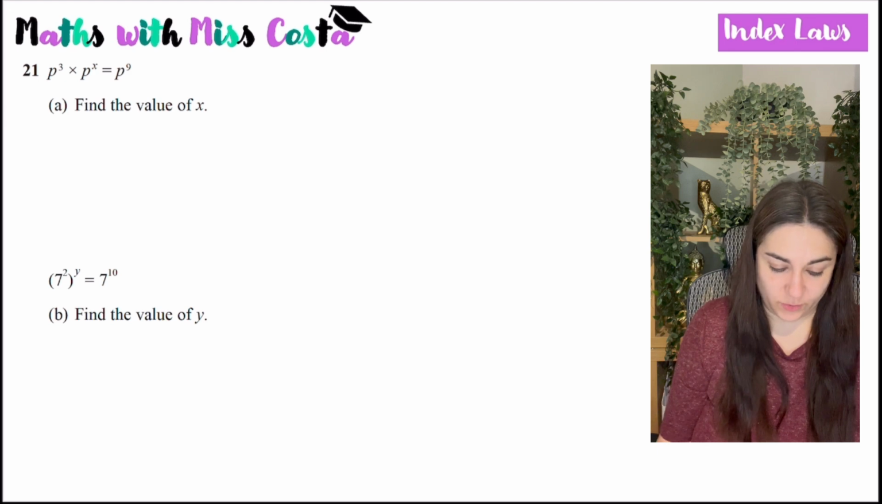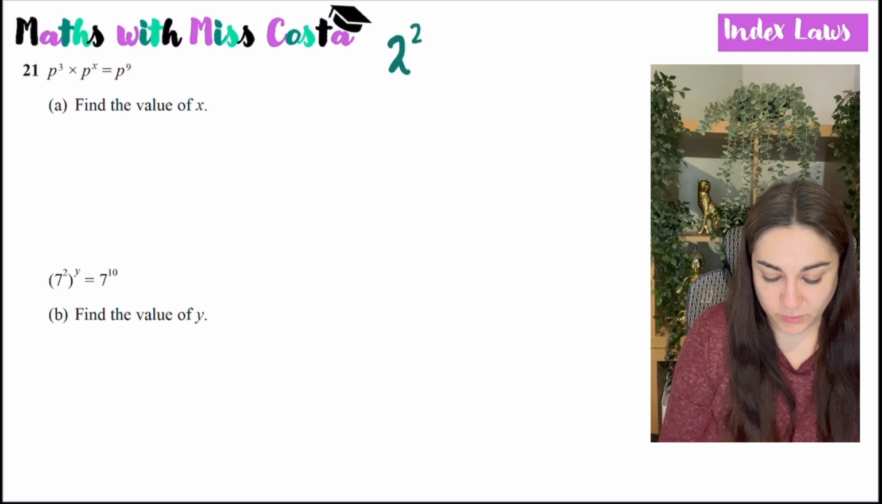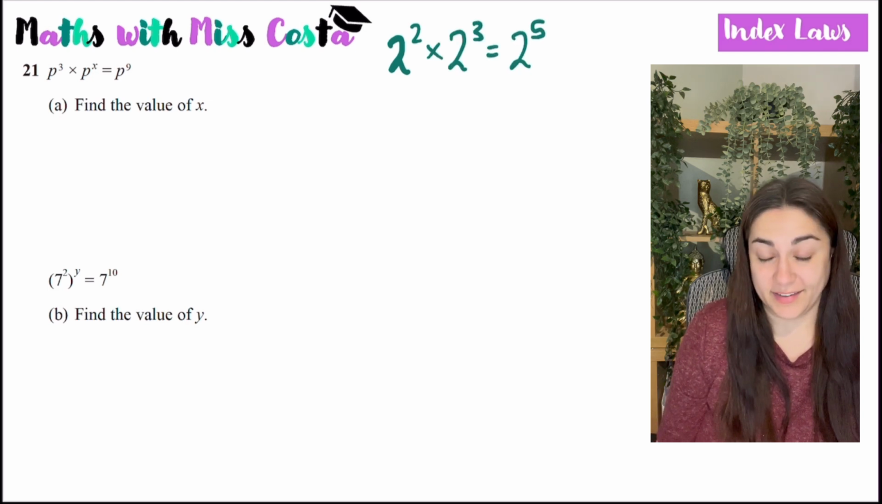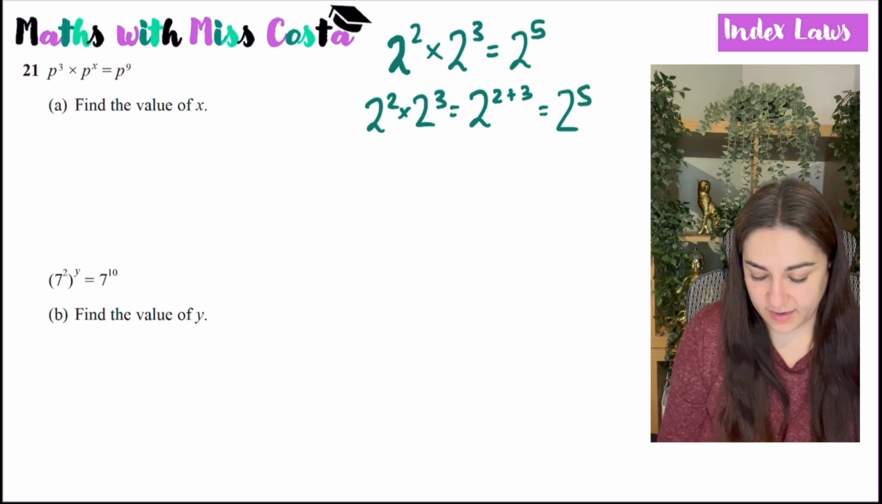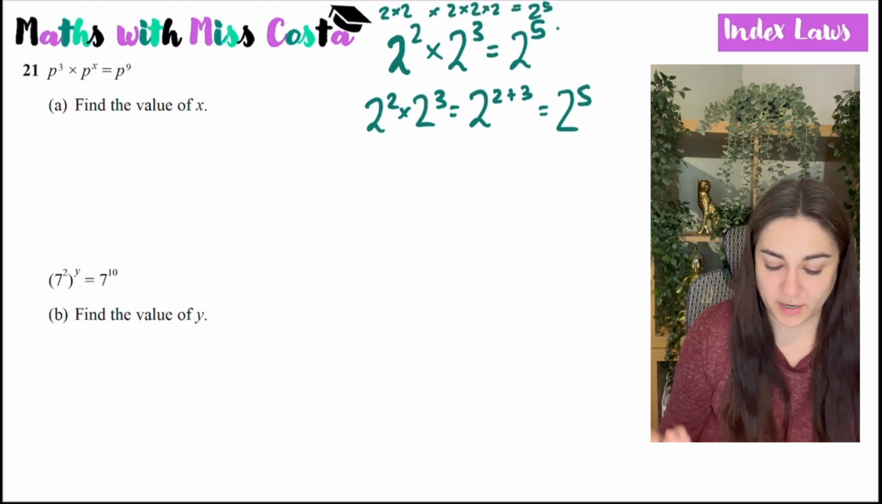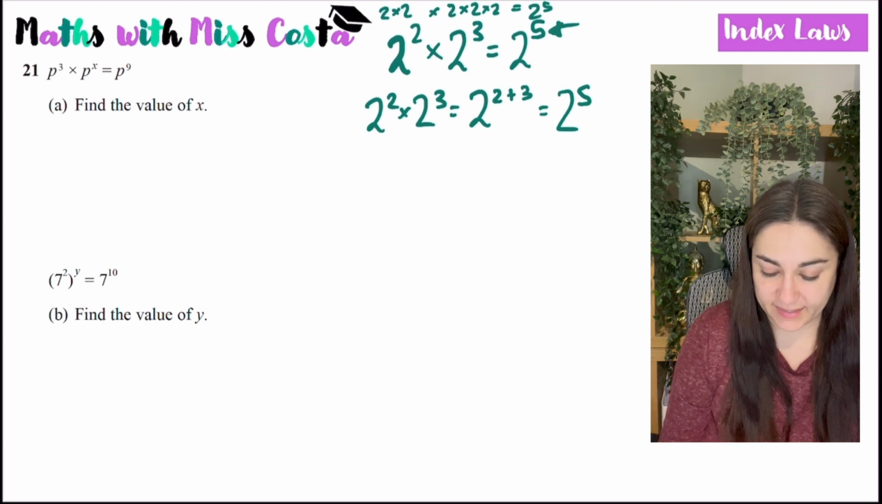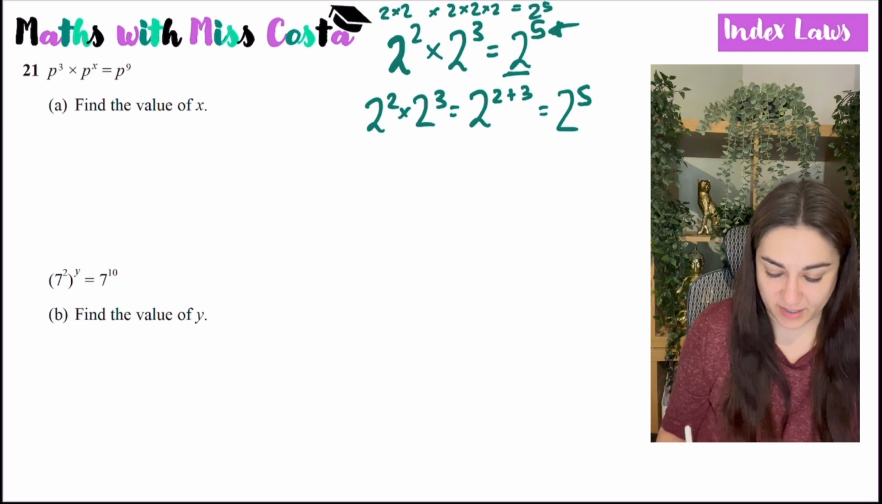Okay, over here we've got some index laws. So the key thing that we need to know is when we're multiplying indices, so let's say you've got 2 squared times by 2 to the power of 3, that ends up being 2 to the power of 5. But why does that happen? When I am multiplying indices, I always add the powers together. I mean, 2 squared means 2 times 2, 2 cubed means 2 times 2 times 2. So in total, 2 is being multiplied by itself 5 times. That's what this little power means. It means how many times your base, the big number, is being multiplied by itself.